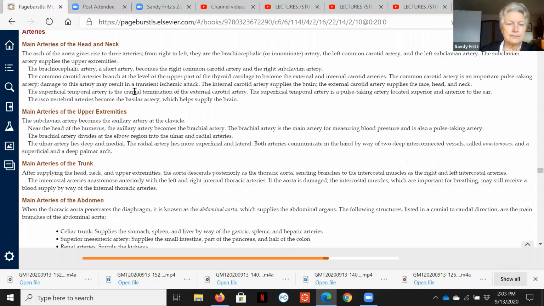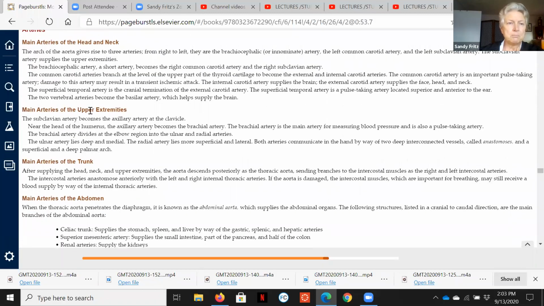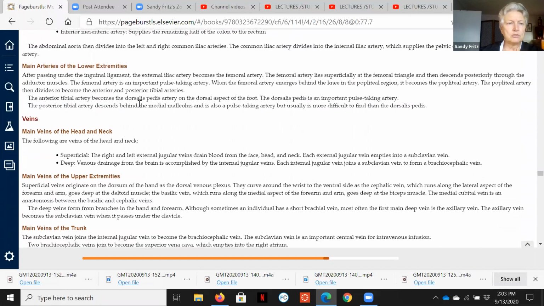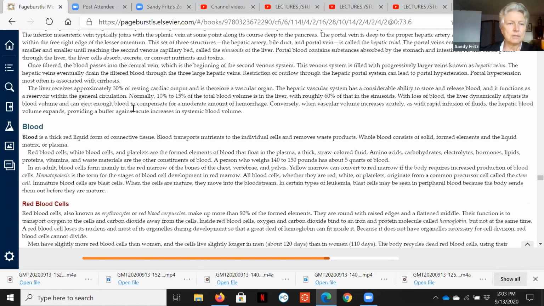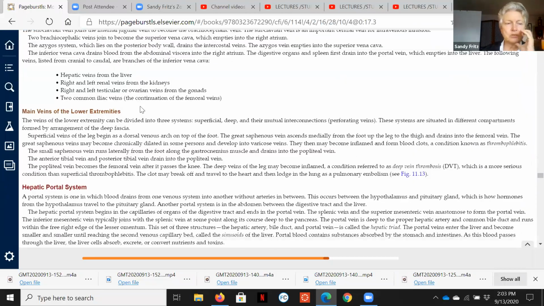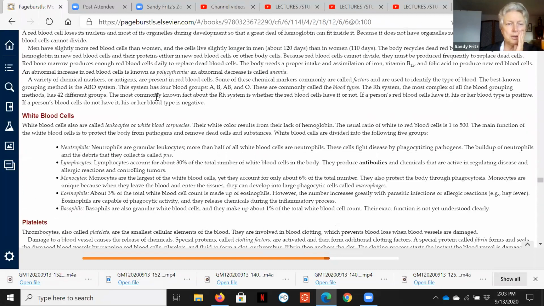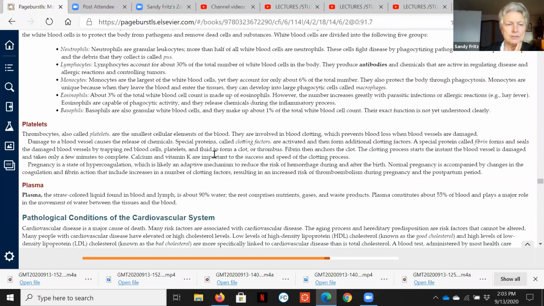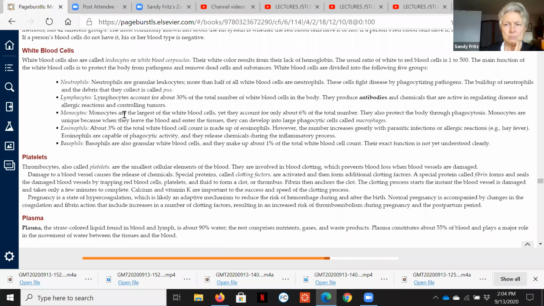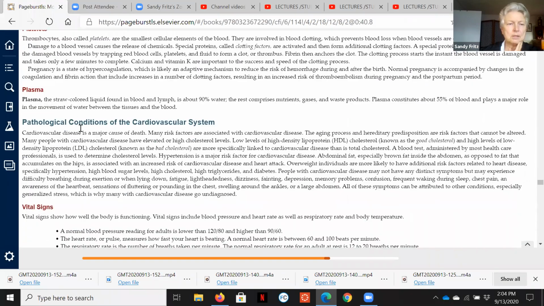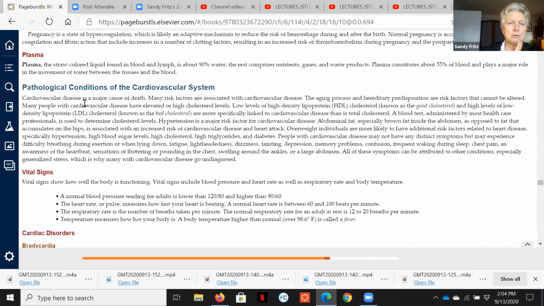So listed in here are the names of the major arteries that you should have working knowledge of, and same with the veins. Compare them, go find them on those pictures. And a general working knowledge of the various constituents of the blood: red blood cells, white blood cells, the different kinds, what do platelets do, what's the importance of plasma. Do watch the supportive videos that we have for this. And then here are your pathological conditions.